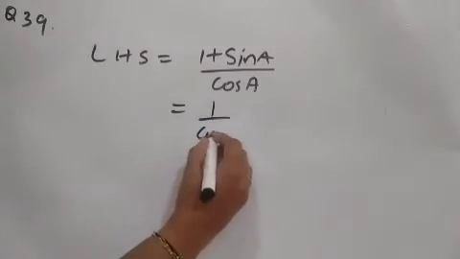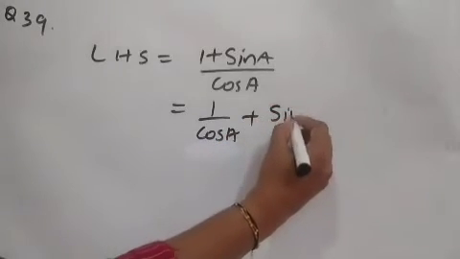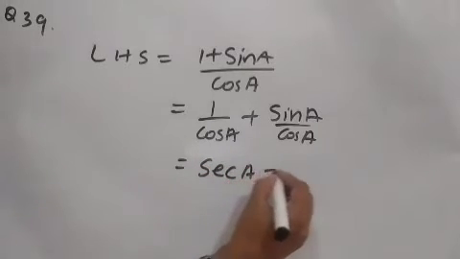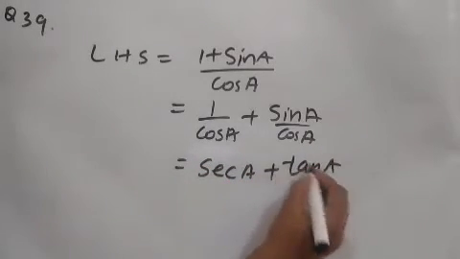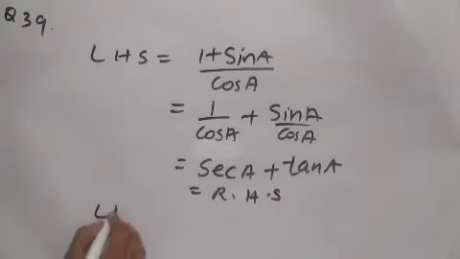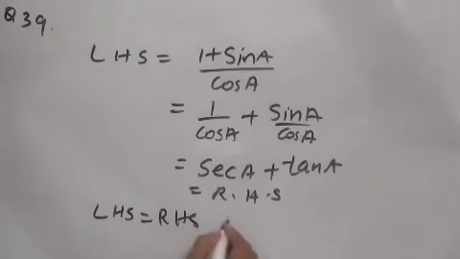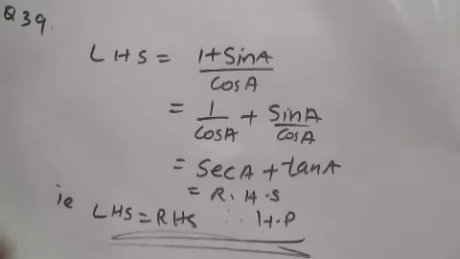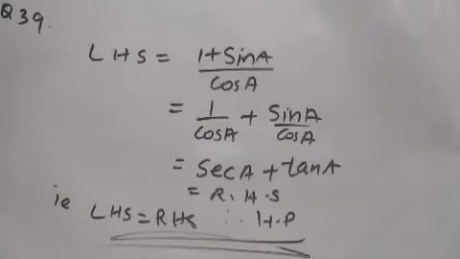Let us split it. That is 1 by cos A plus sin A by cos A. What is 1 by cos A? Sec A. Sin A by cos A? Tan A. That is the RHS, no? Yes. LHS equal to RHS, hence proved. So just apply the identities in the questions and we can prove that the left hand side and right hand side are the same.